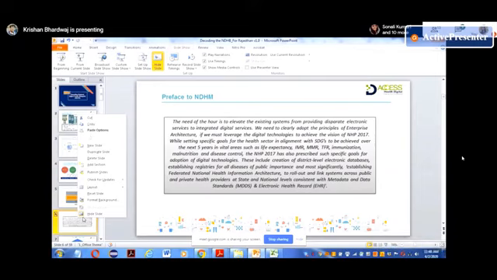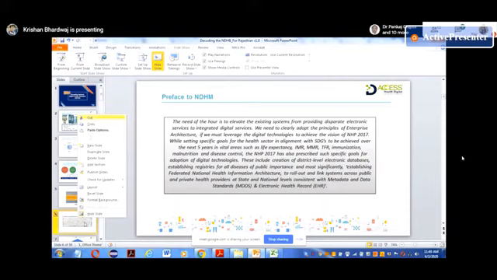And then they are saying that all state level and public and private health providers at the state and national levels should be integrated with this model, and that data should be consistent with MDDS and electronic health record standards. So this preface gives us enough material to discuss the scope of NDHB, NDHM, and all these things.